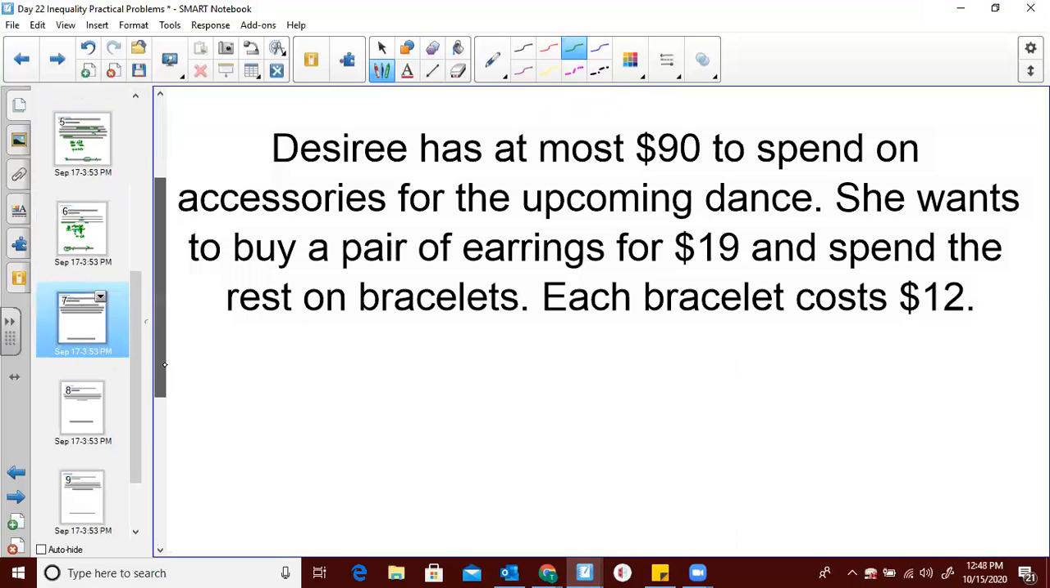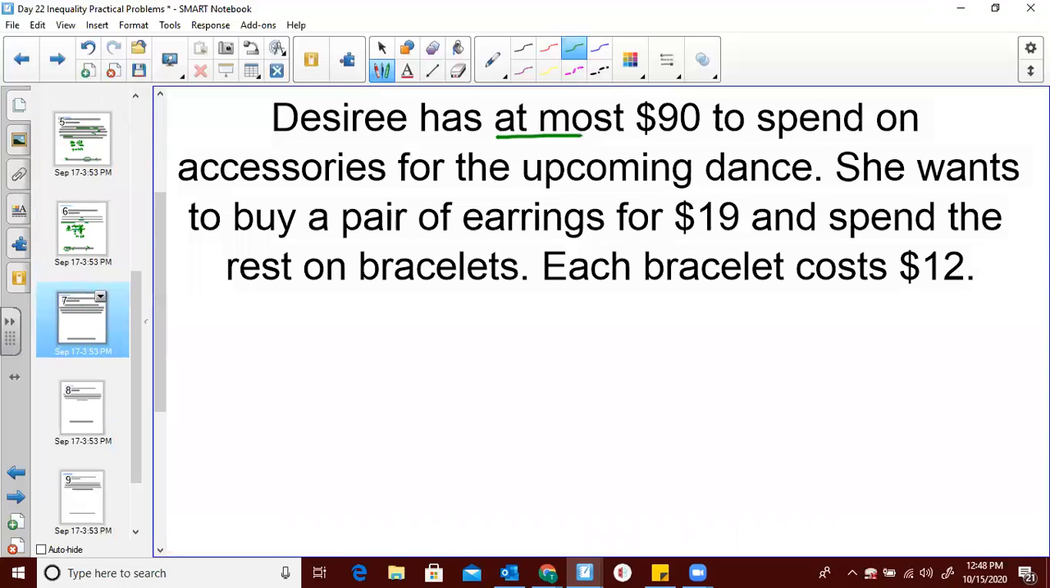All right. Desiree has at most $90 to spend on accessories for the upcoming dance. She wants to buy a pair of earrings for $19 and spend the rest on bracelets. Each bracelet costs $12. All right, so at most, less than or equal to, she has $90. She wants to buy a pair, that's one set of earrings. That's a one-time buy, so we don't need a variable. If we had a variable, we would know that that was equal to 1. And then she wants to spend the rest on bracelets that are $12.